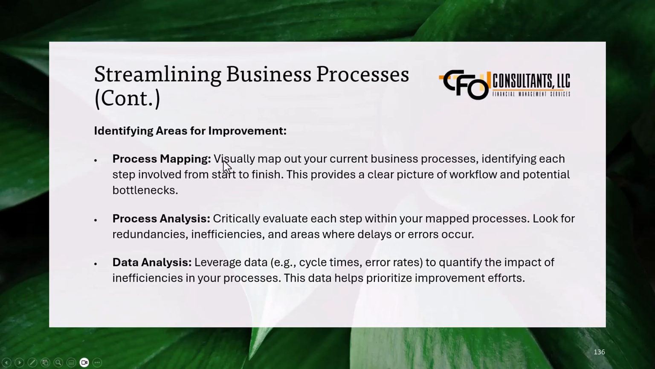One is process mapping. Here is a very valuable tool where we visually map out your current business processes, identify each step that's involved from start to finish. This will then create a clear picture of workflow and potential bottlenecks. Process analysis is where you critically evaluate each step within your mapped processes. You look for redundancies, inefficiencies, and areas where delays or errors occur. Then you perform data analysis. This is where you leverage data, cycle times, error rates, etc., to quantify the impact of inefficiencies in your processes. This data helps inform and prioritize improvement efforts.